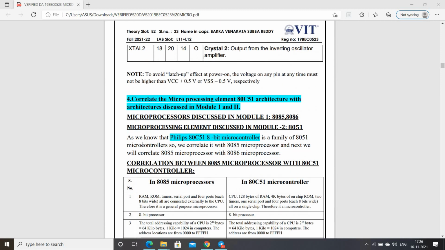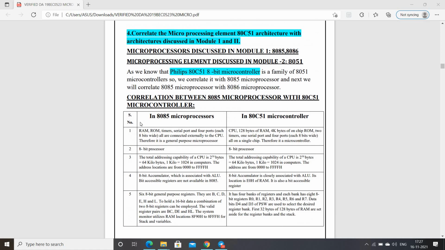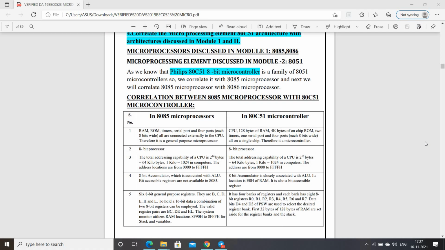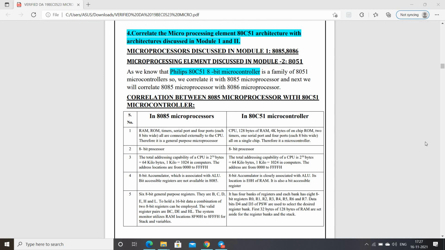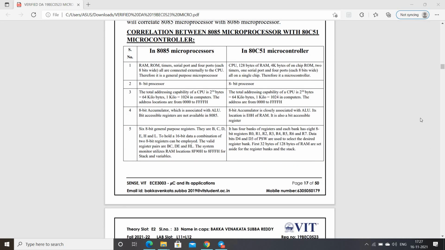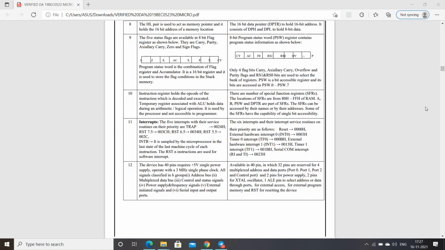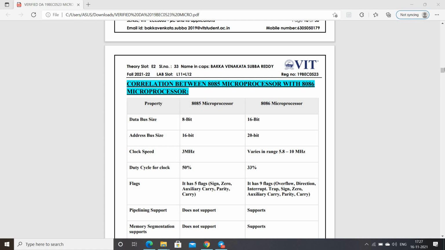And coming to the fourth one, correlate the microprocessing element 80C51 architecture with the architectures discussed in module 1 and 2. So these are the microprocessors discussed in module 1, 8085 and 8086. The microprocessing element discussed in module 2 is 8051. And here is the correlation between the 8085 microprocessor and the 80C51 microcontroller. Here is the correlation between the 8085 microprocessor and the 8086 microprocessor.